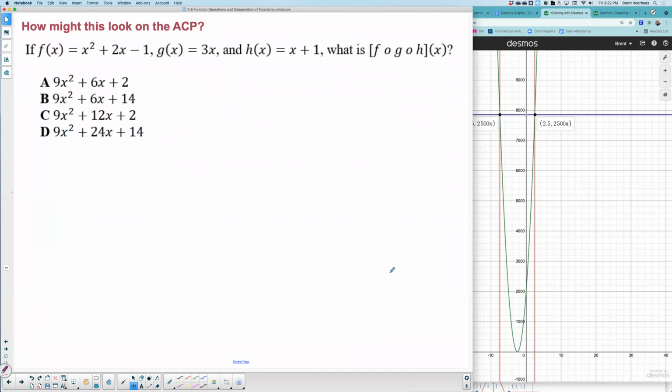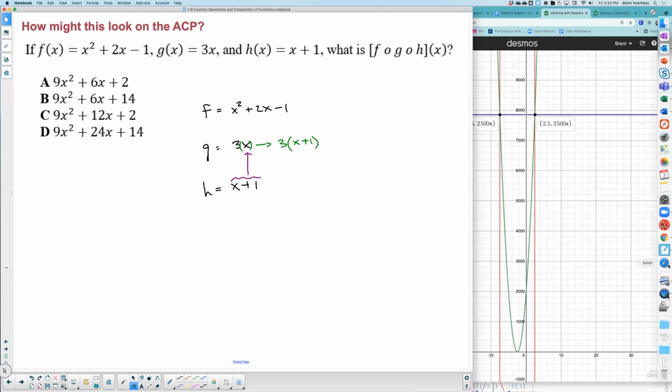All right, let's look at the ACP question. The first type of ACP question, what they might do to raise the difficulty, is have a composition of three functions. So here you would just have to stack f on top of g on top of h and go through the set. So f is x squared plus 2x minus 1, g is 3x, and h is x plus 1. So we would first take this equation h and substitute into the domain of g. When you do this, remember that this x gets removed, so it's 3 times, and you would put in here x plus 1.